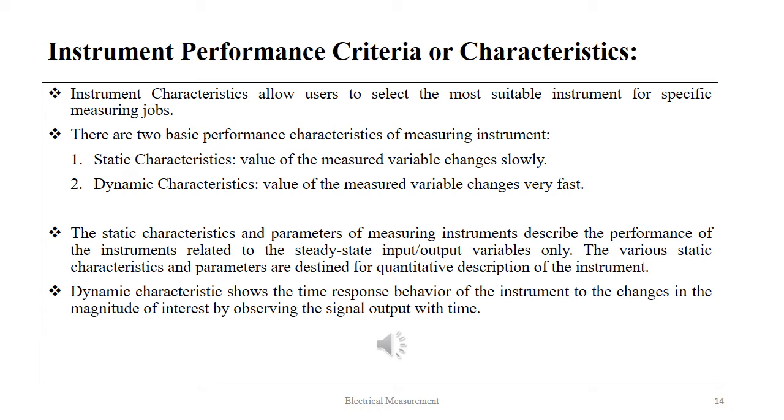Instrument characteristics allow users to select the most suitable instrument for any specific measuring job. There are two basic performance criteria of measuring instruments: the static criteria, value of the measured variable that changes slowly, and dynamic criteria, value of the measured variable that changes very fast. The static criteria and parameters of measuring instruments describe the performance of the instruments related to the steady-state input-output variable only. The various static characteristics and parameters are distinct for quantitative description of the instrument, while the dynamic criteria shows the time response behavior of the instrument to the changing in the magnitude of interest by observing the signal output with time.